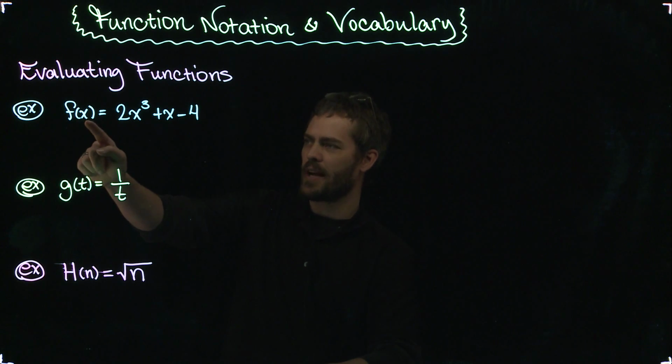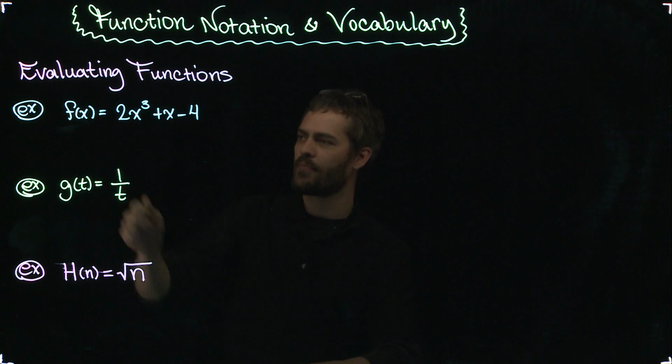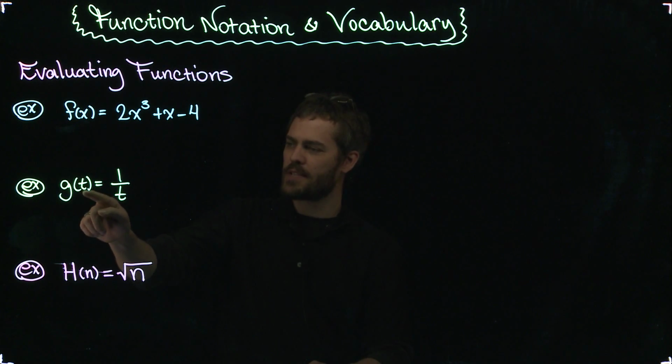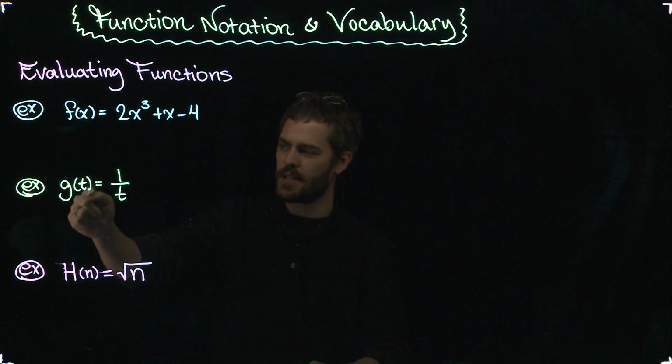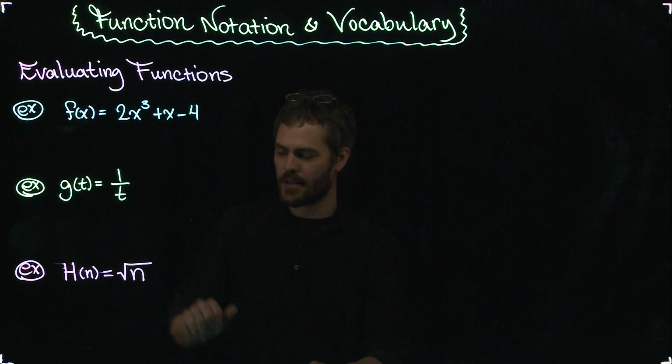So here are three different functions, all expressed in terms of different variables. This is a function of x. X is the input. The function is the output, which you could call y if you like. For the next one, we have g of t. T is the input, the independent variable. G of t, this function, is the output. And you could call that just g or just y. I mean, you could call that anything you want.